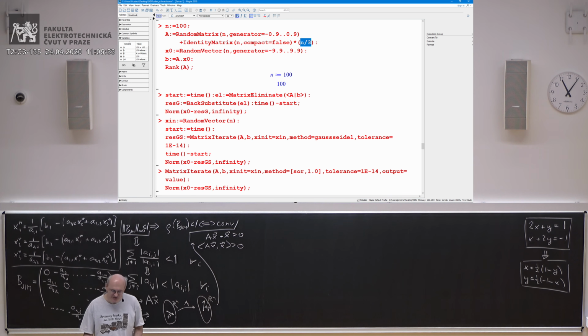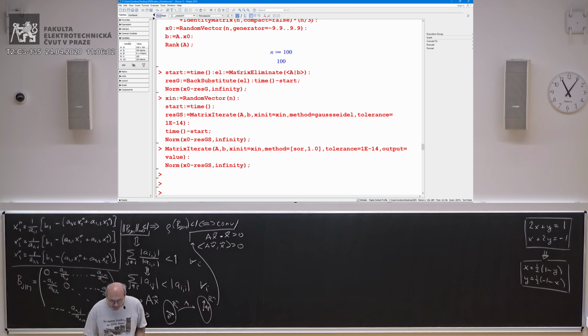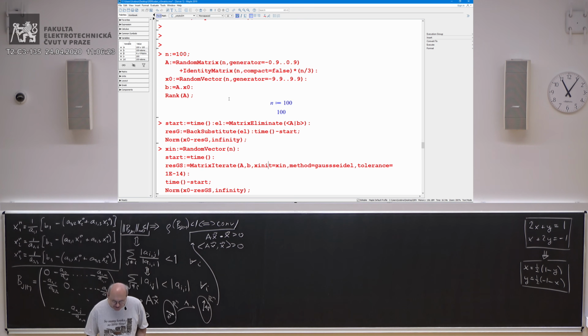But I think it would be a little bit too unfair, so I put n/3, which gives the procedure a chance to sometimes not be very nice. Okay, here what we do is we apply matrix elimination and back substitution, the way we learned it 2 lectures ago. What's interesting, we time it and then look at the error of the solution. And afterwards, after we are through with it, we generate a random vector to start iteration, and we apply the Gauss-Seidel iteration. And we will see what happens.